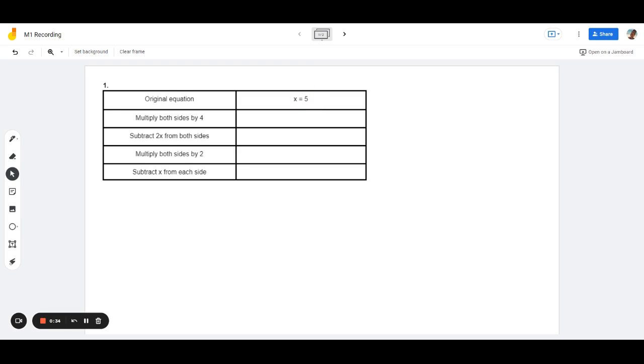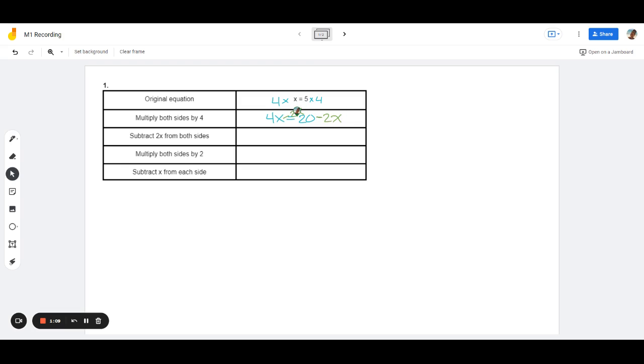So the first thing that it says to do is multiply both sides by 4. So we have our equation x equals 5. So if we were to multiply both sides of our equation by 4, that would be our multiplication property of equivalency. Then we would end up with 4x is equal to 20. Okay, 5 times 4 is 20. Then they want us to subtract 2x from both sides. So we would minus 2x from both sides.